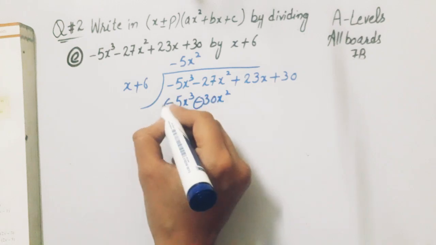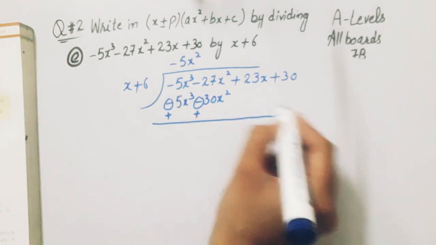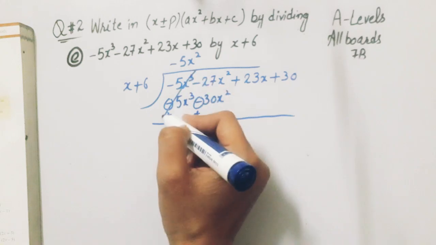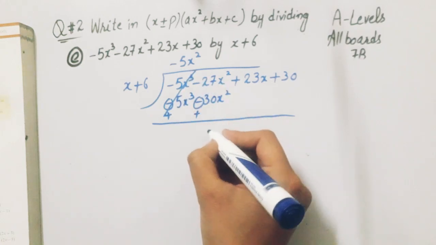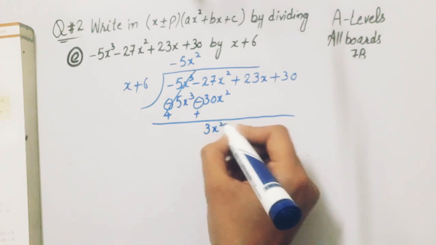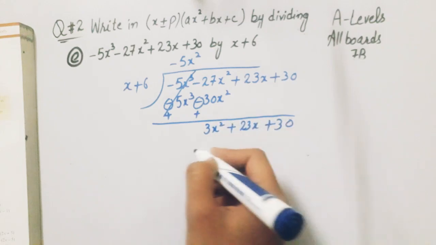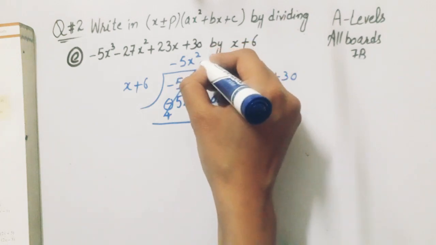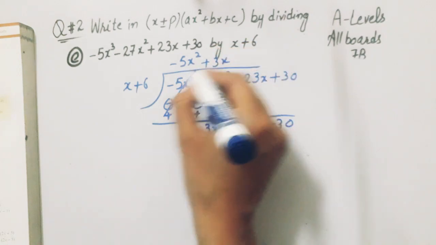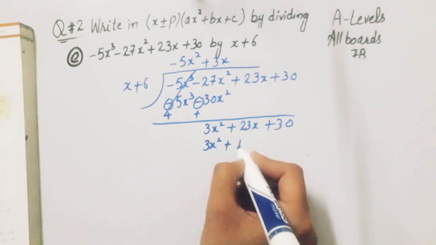Now change the old sign, we will get the new signs. So minus 5x cube plus 5x cube are cancelled out. Minus 27x square plus 30x square will be 3x square plus 23x plus 30. So to make 3x square, we will multiply x by 3x. So this will become 3x square plus 18x.